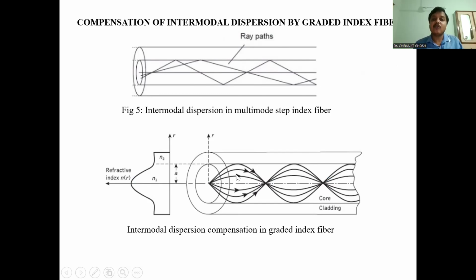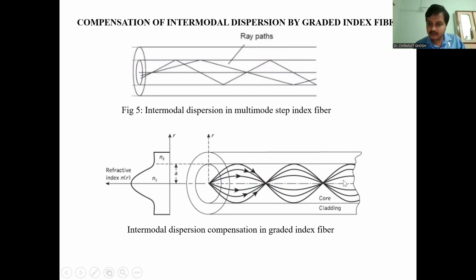On the other hand, this oblique ray, which was propagating a longer distance, is now traveling with a much higher velocity because the refractive index is decreasing. If you see, the refractive index is decreasing towards the cladding. So the higher order rays are traveling faster than this. Ultimately, there is a possibility that these two rays can meet at the output at the same time.